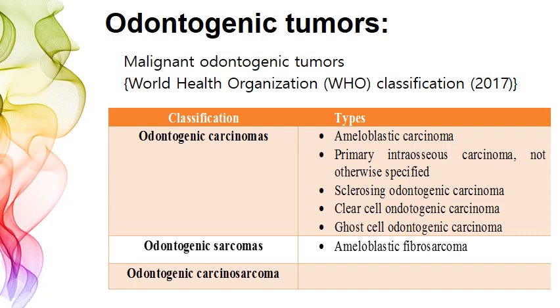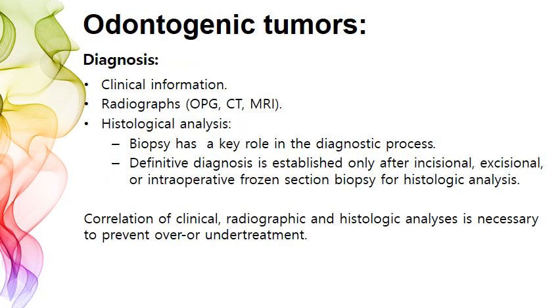As I said, the malignant odontogenic tumors we will discuss in the next lecture. Now, the process of diagnosis of odontogenic tumors. On what basis will I say this is an odontogenic tumor, this is like ameloblastoma, or this is an odontoma? On what basis will I base my diagnosis?